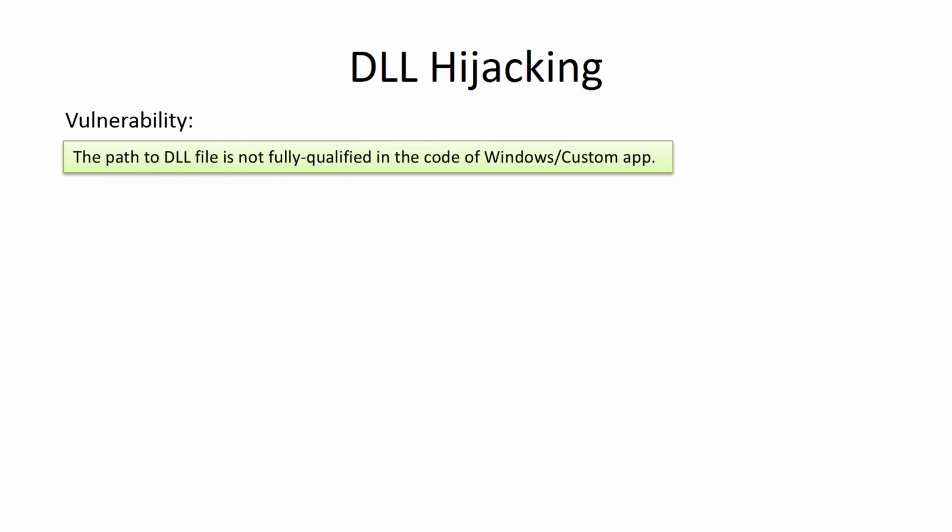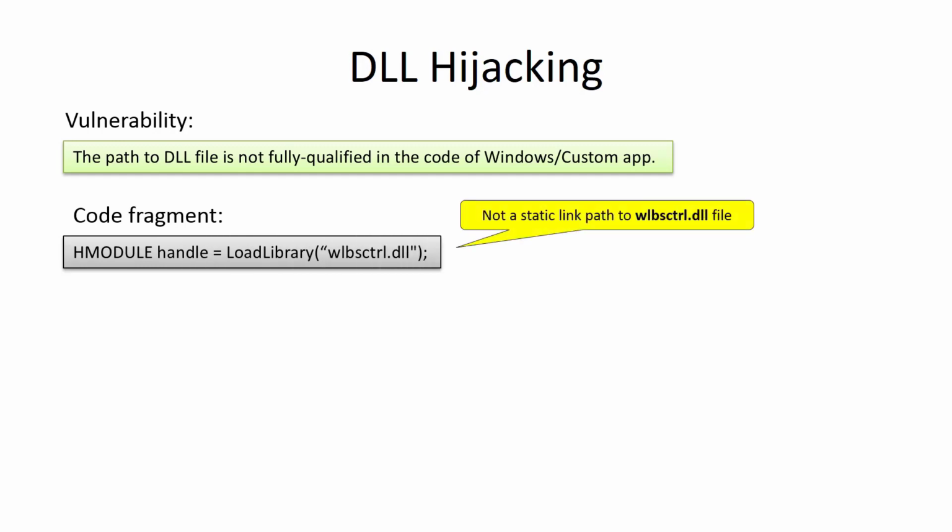Now let's dive deeper and try to understand how this happens. The reason why the launching process tries to locate the missing DLL in different directories is that the path to a certain DLL file is not fully qualified in the code of the application. Just look at the code fragment. You can see that the API function LoadLibrary is used to load the DLL file, but there is only the name of the file and nothing else, no static link.